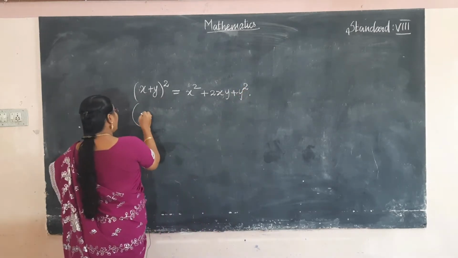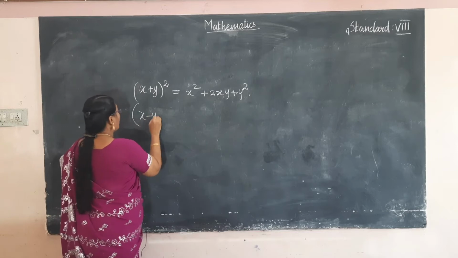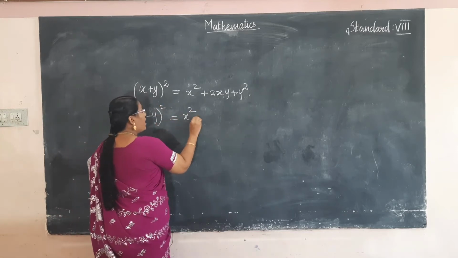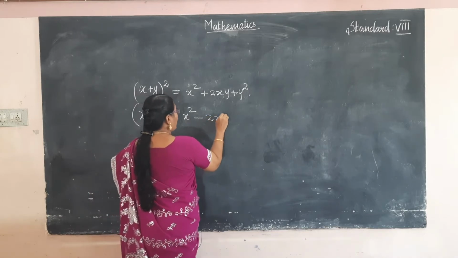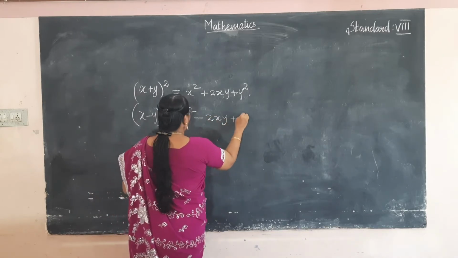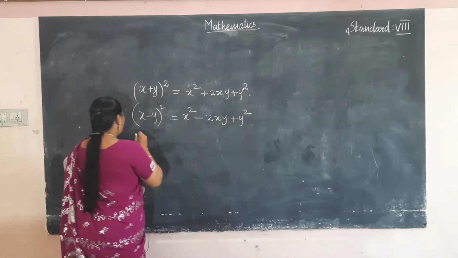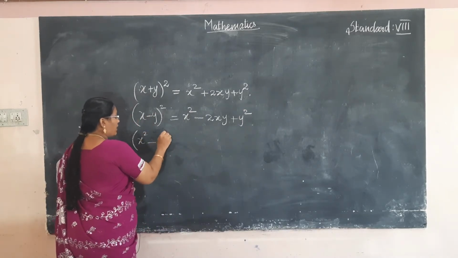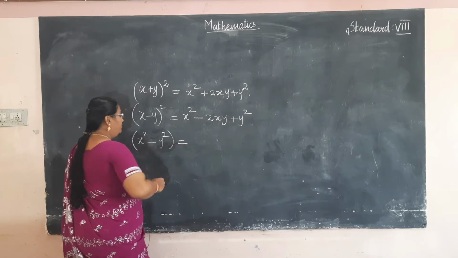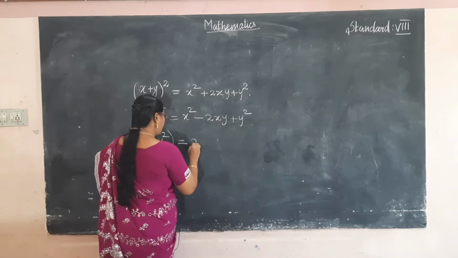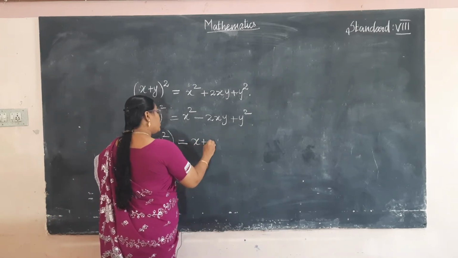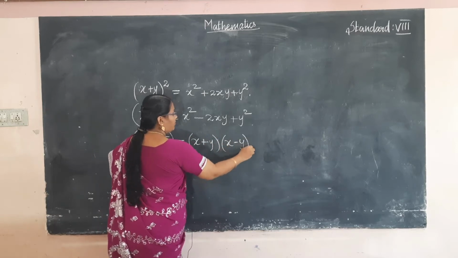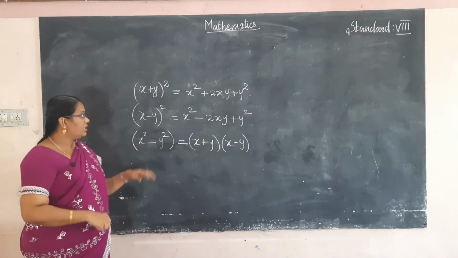And the second identity, x minus y the whole square is equal to x squared minus 2xy plus y squared. And the third identity, x squared minus y squared is equal to x plus y into x minus y. I hope you all understood it.